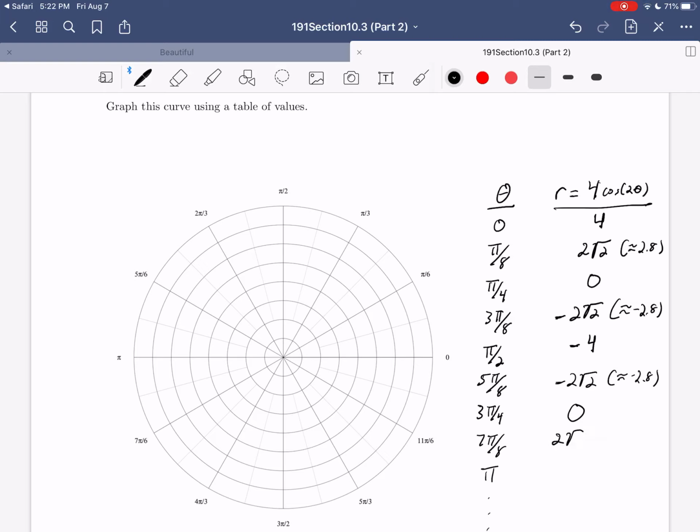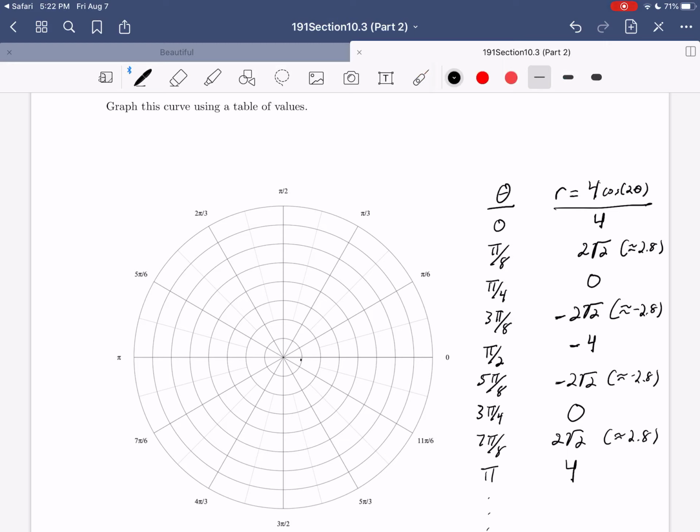So we're going to get 2 root 2, which is about 2.8. And then when we plug in pi, 2 times pi is 2 pi. Cosine of 2 pi is 1, so we get 4. Now, of course, that's only going to tell us what happens from here to here, but maybe we can use symmetry to figure out what happens on the other part.